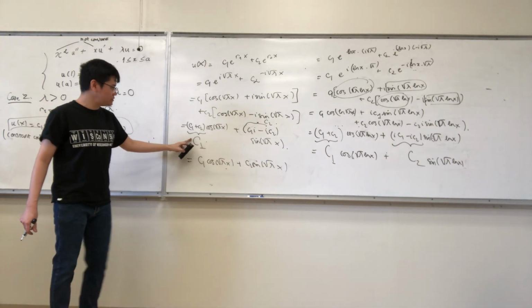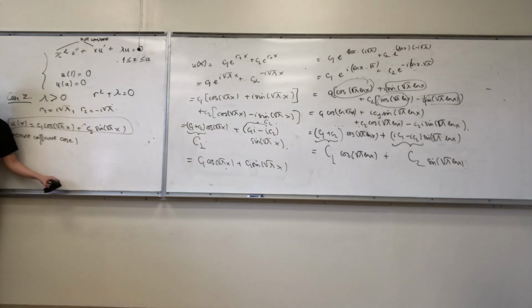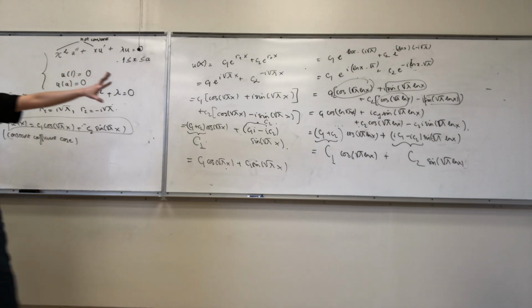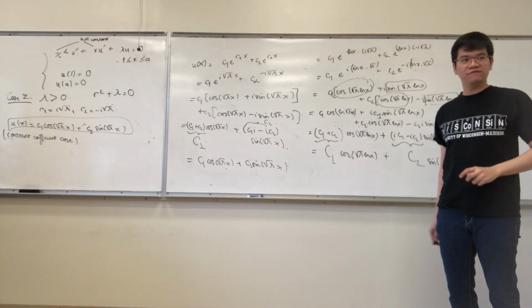You put this to be big C1, you put this to be big C2, and you get this formula over here, right? So in the two cases, the only difference between the constant coefficient case and this one is the ln x part? Yes, this is because of the polynomial. This is the only difference.